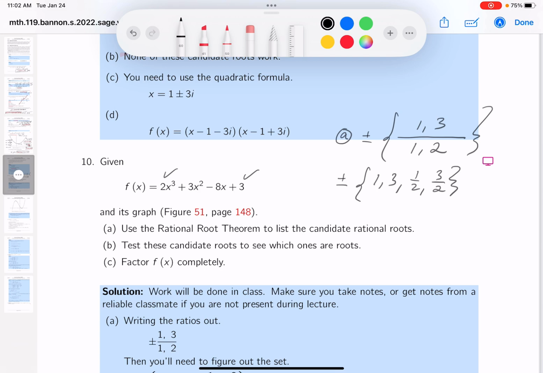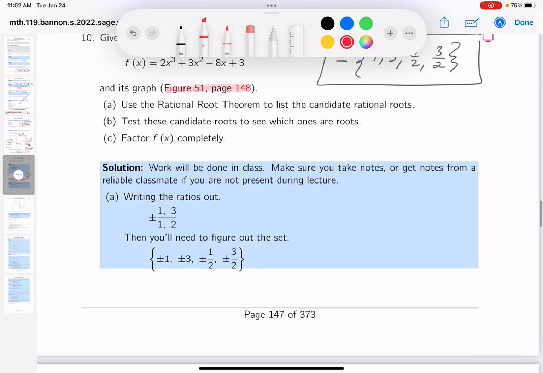So there's going to be 8 candidate roots. I'm going to put a box in this over here. There's 8 of them. All right? Now, the next thing up, it says, test these candidate roots to see which ones are roots. Before I do that, though, I want to point out they're giving me a picture, and this might be really productive to look at the picture before you start testing them out.